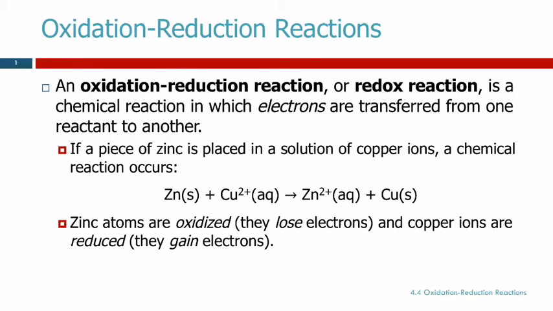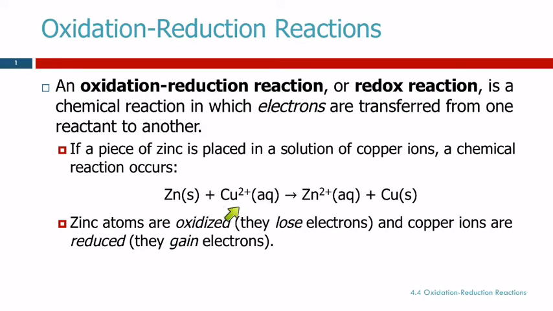Now, how does a zinc atom become a zinc ion? It has to lose 2 electrons, right? That's how it gets the 2+ charge. Number of protons don't change, number of electrons can change. So the zinc atom has lost electrons. That's called being oxidized. Oxidation is losing electrons.